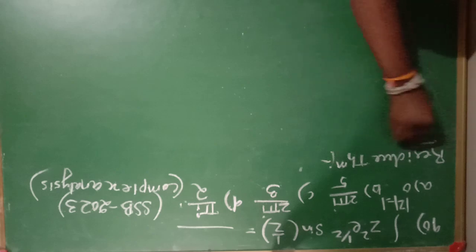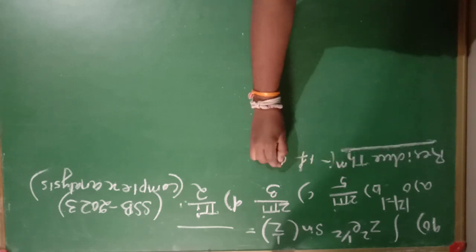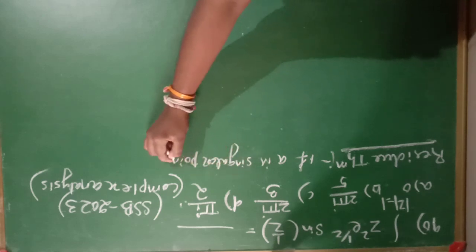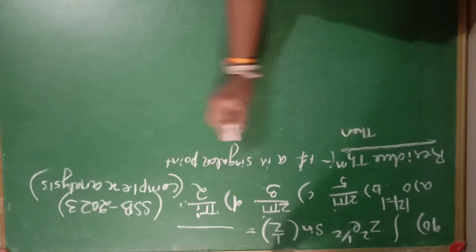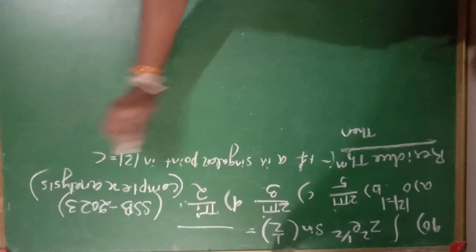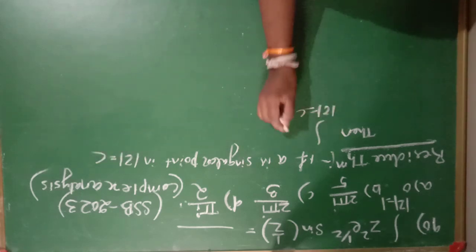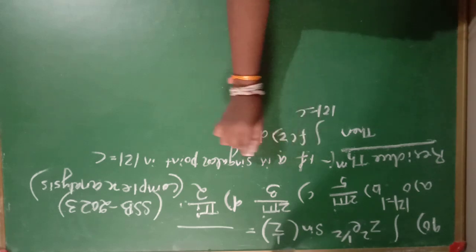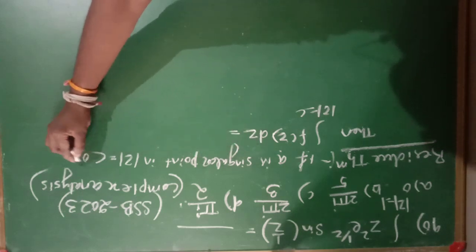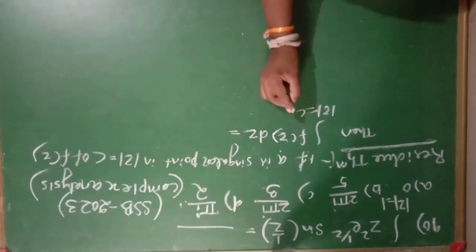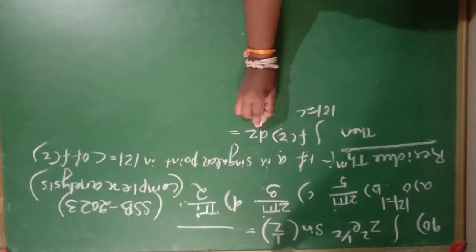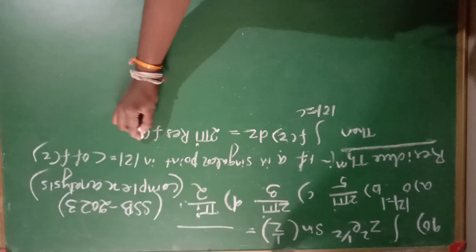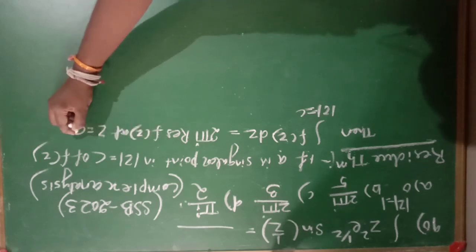Residue theorem states that if a is a singular point in mod z equals c of f of z, then the integration over mod z equals c of f of z dz equals 2 pi i into the residue of f of z at z equals a.